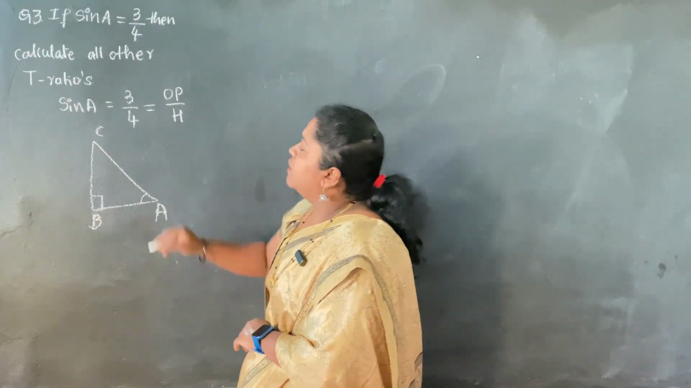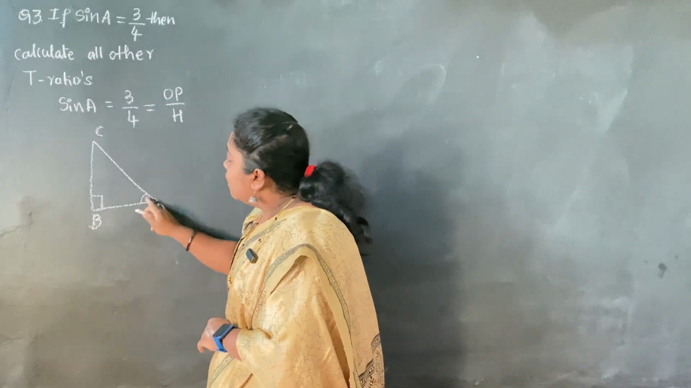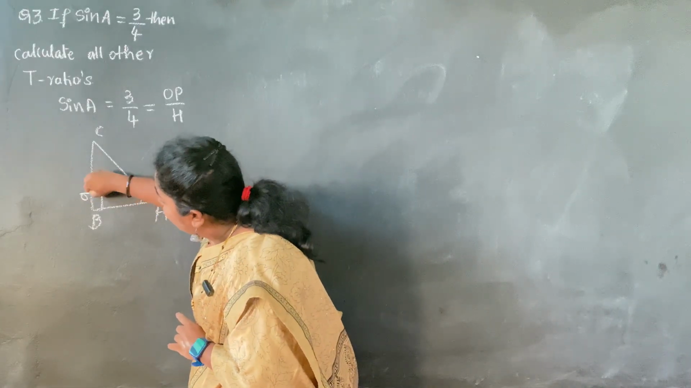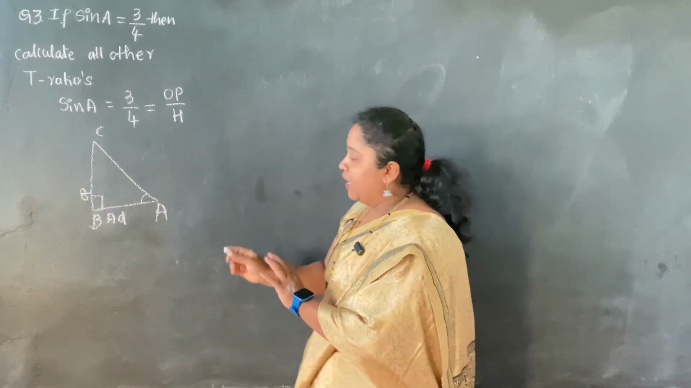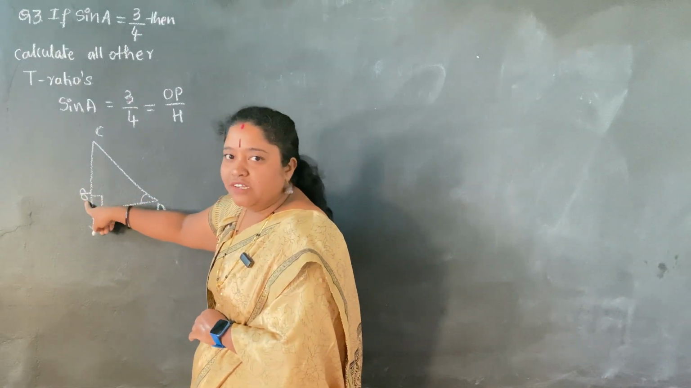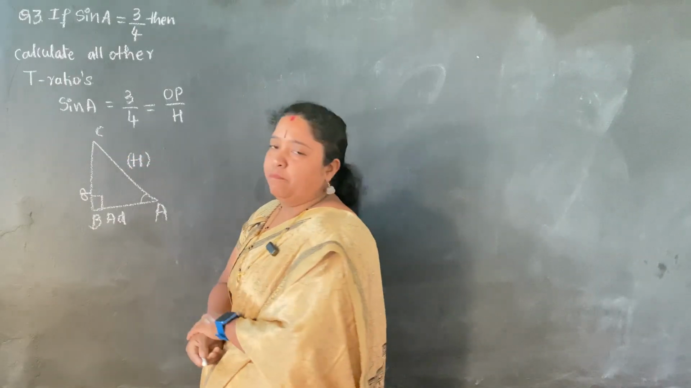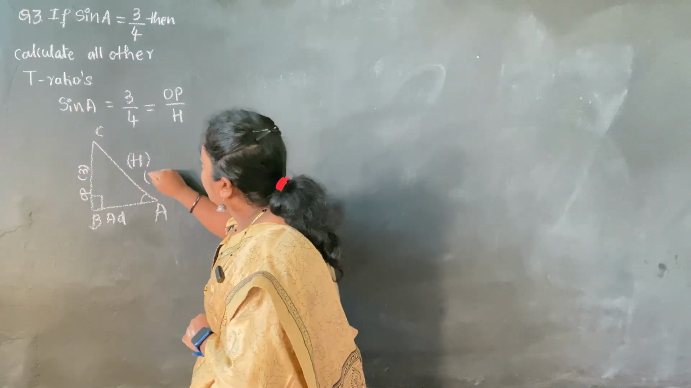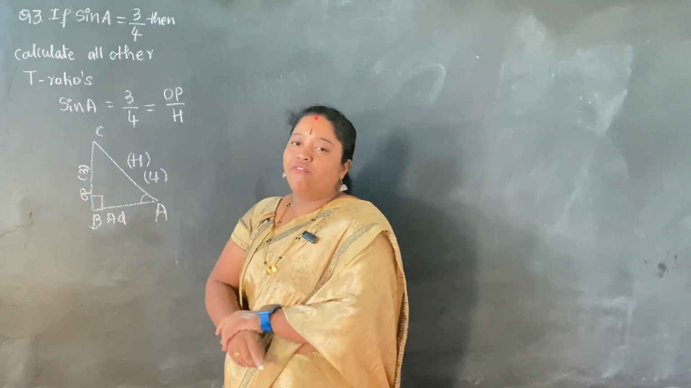Now dear, sin A, what is the opposite they have given? 3, the opposite value is 3. Now with respect to this angle of consideration, this will become my opposite side and this will become my adjacent side. I'll be writing only OP and AD. And as you know, this is the hypotenuse, which will not change. Opposite is provided as 3 and hypotenuse is provided as 4. Now I need to find the value of adjacent.